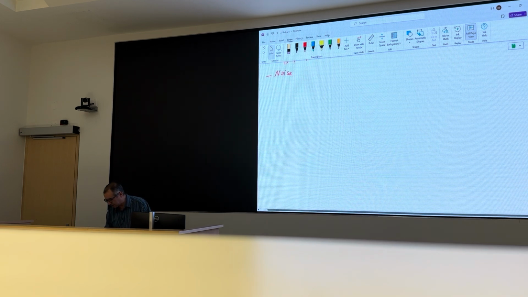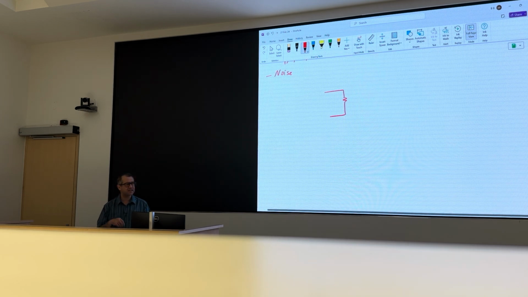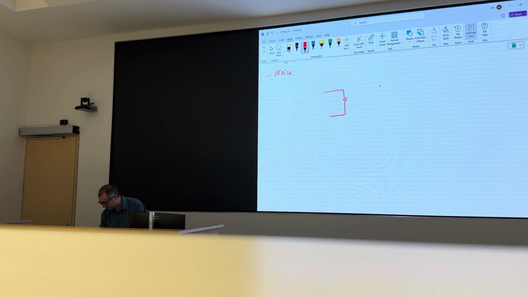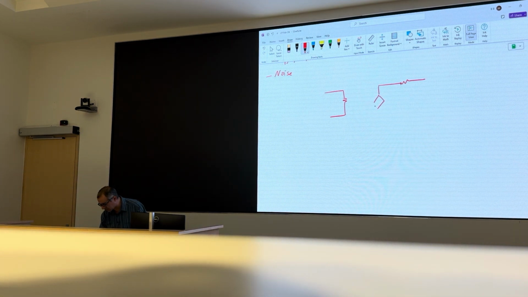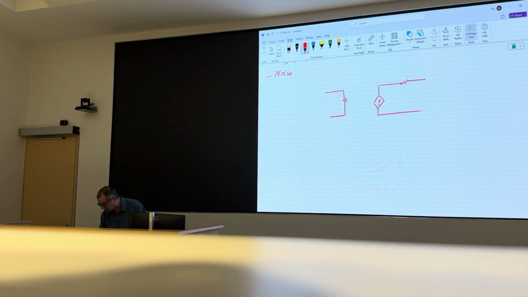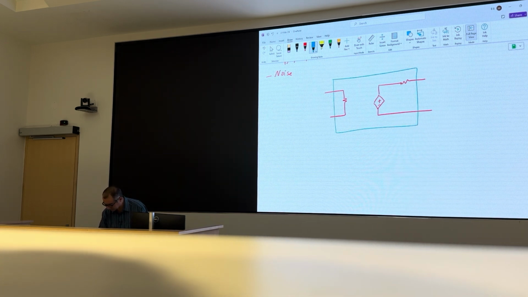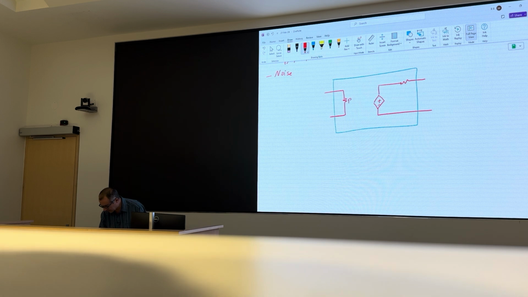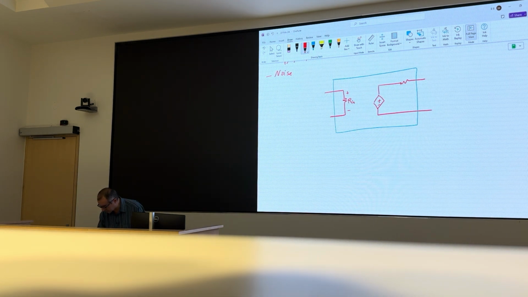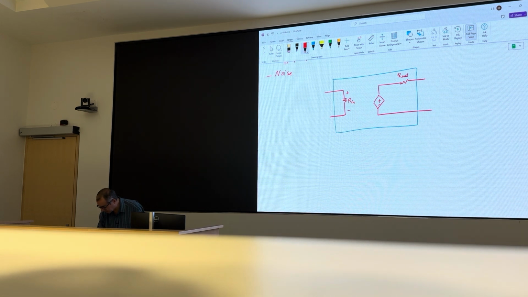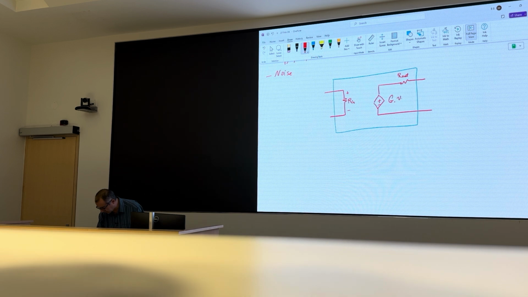So, what does an amplifier look like? Well, let's look at the voltage amplifier for now. This is how we model a voltage amplifier. We assume there is a magical controlled voltage source inside the black box, or in this case a blue box, which has some input resistance, some output resistance, and some gain. So this is some gain times V.